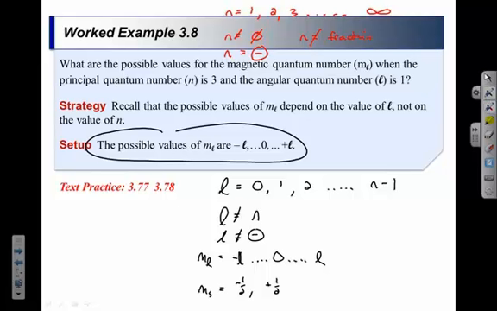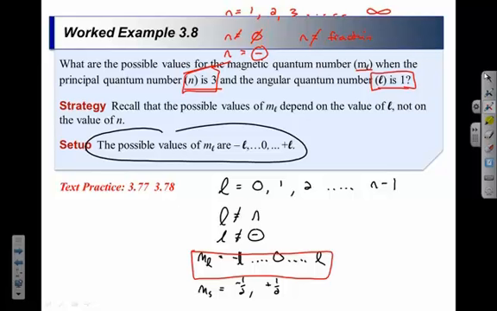All right, so let's look at this question. When n equals 3, what are the possible values for ML? Let's also assume L is equal to 1. Actually, this is unnecessary information here, n equals 3. We don't even need to know that. As soon as I know that L is equal to 1, the possible values for ML are based on this: negative 1, 0, and 1.